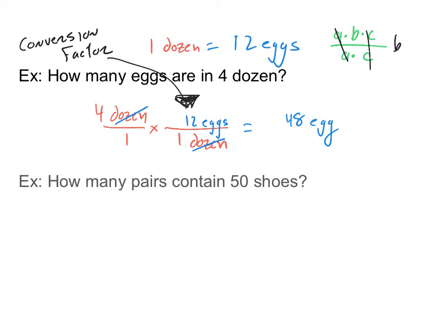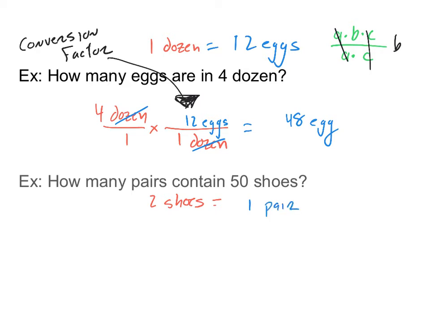Another quick example would be: how many pairs contain 50 shoes? So I know that I have 50 shoes. No, I lied. I shouldn't have done that. I'm looking at the relationship between shoes and pairs. So we know from the shoe store that 2 shoes equals 1 pair.